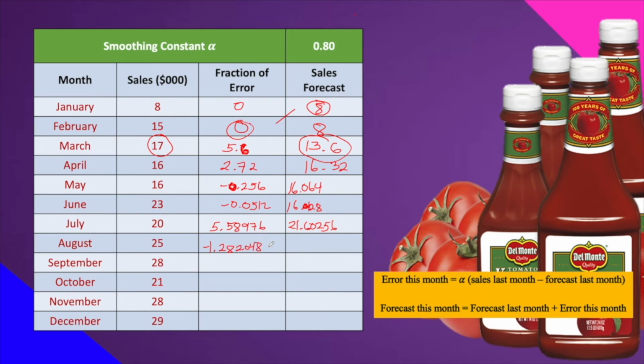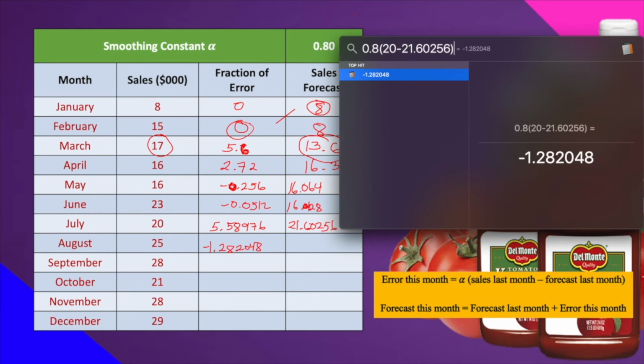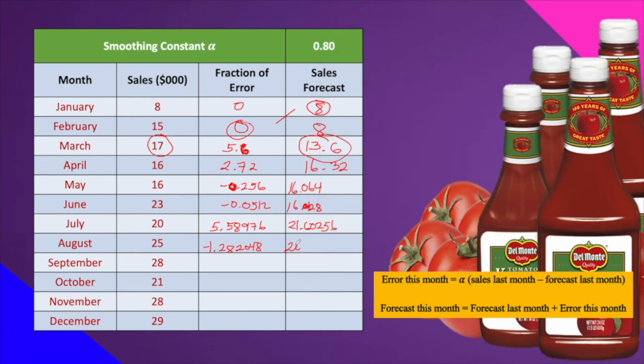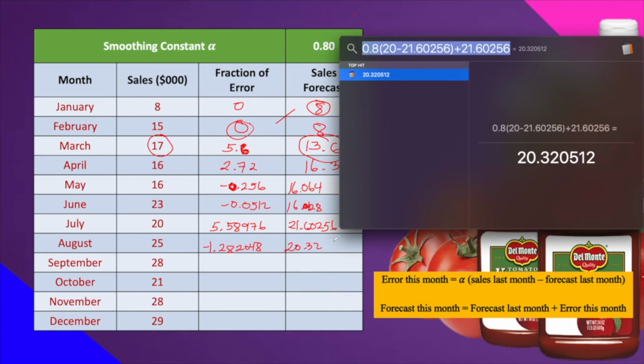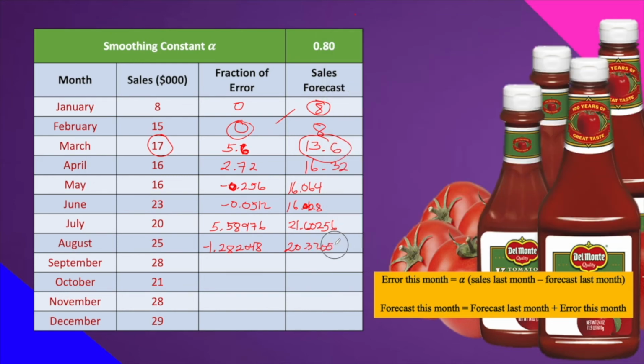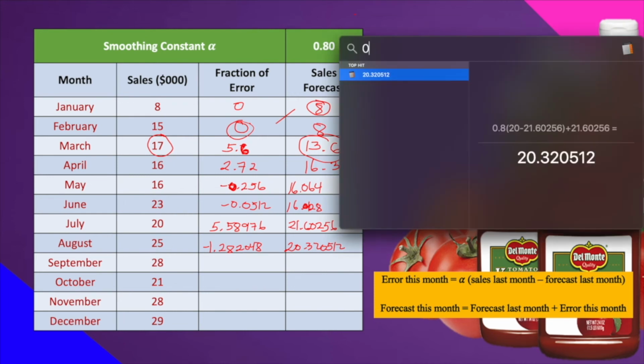Okay, and we will be adding this sa ating sales forecast last month para makuha naman yung forecast this month. So, i-add natin ito sa 21.60256. We have here 20.32. 20 yung forecast pero yung naging actual sales nila is 25. So, ayun, nagbabari tayo.